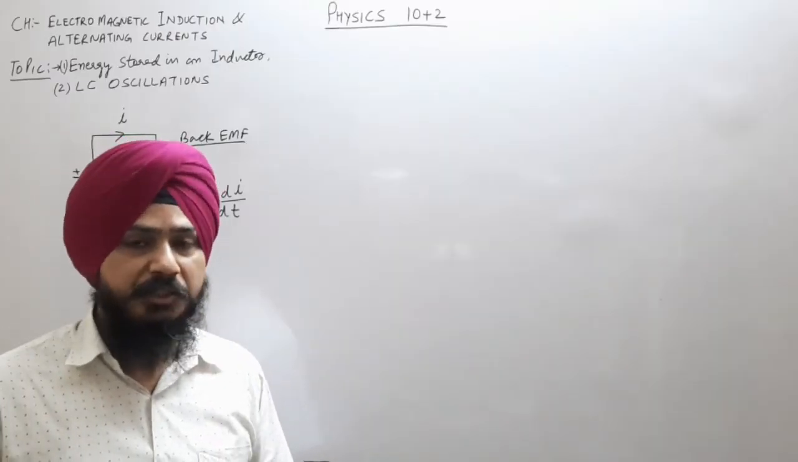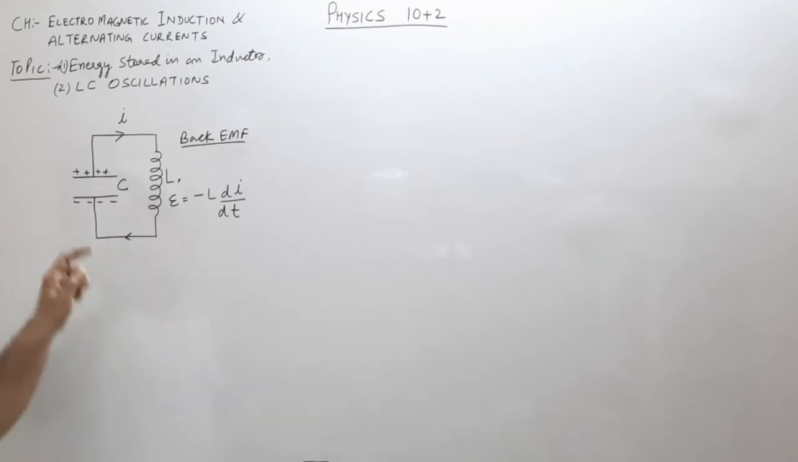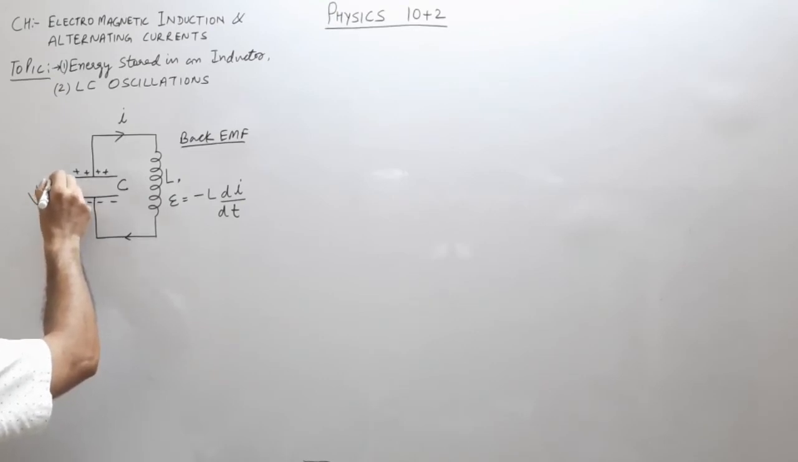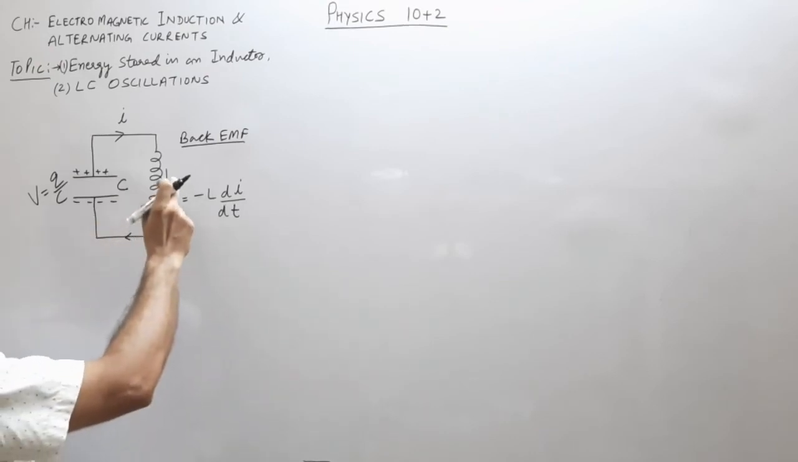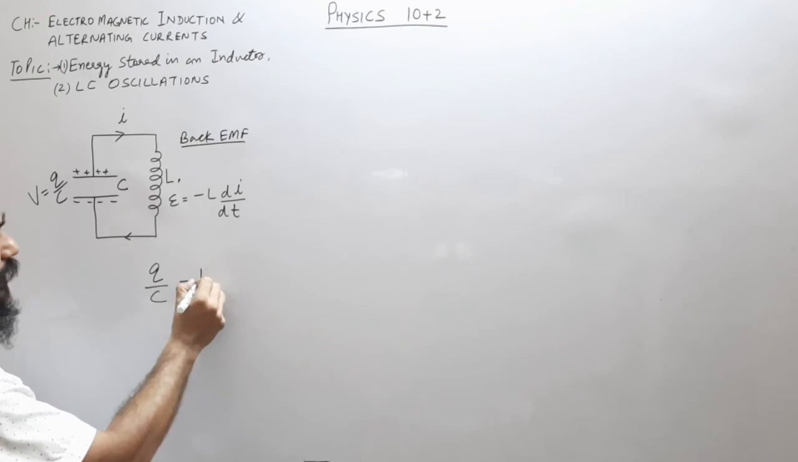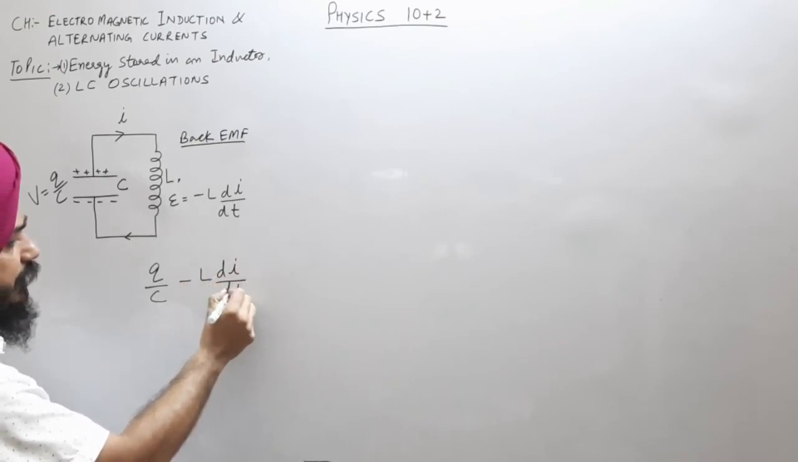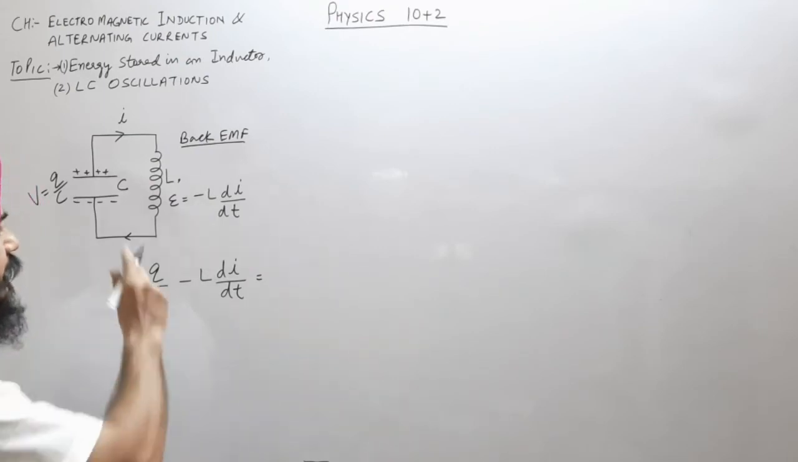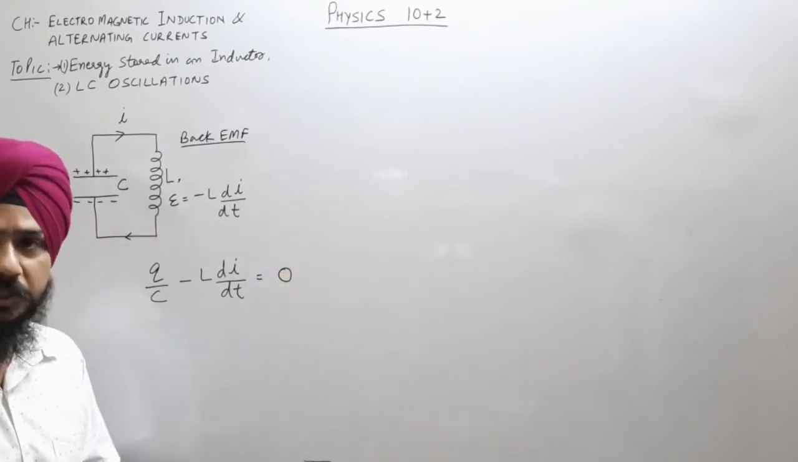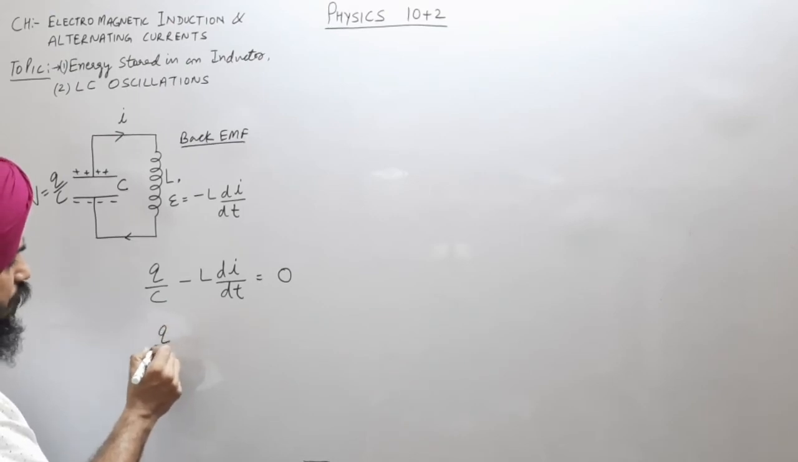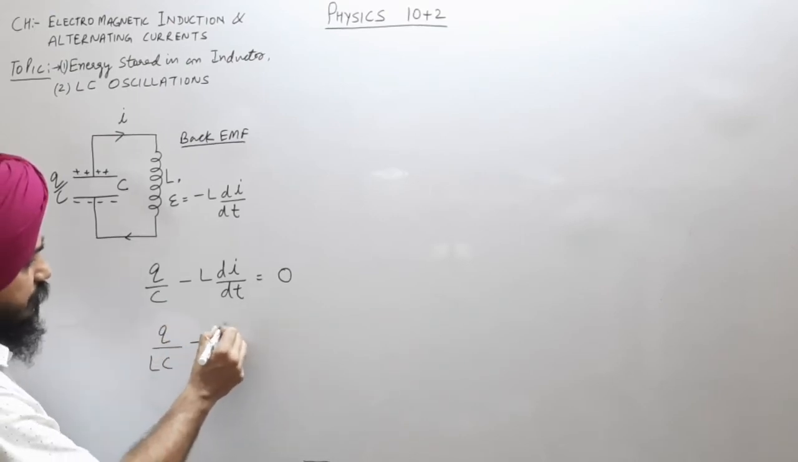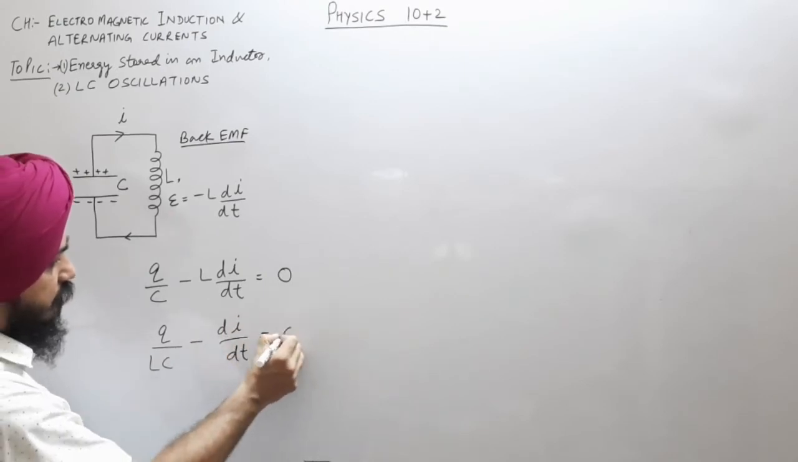Now applying Kirchhoff's loop rule to this circuit, we have this capacitor, and the potential of this capacitor is V equals Q by C. Q by C is the potential across this capacitor, and the EMF of this inductor is minus L di upon dt. As there is no other component in this circuit, it must be equal to 0. So rearranging these factors and dividing by L on both sides, we get Q upon LC minus di upon dt equals 0.